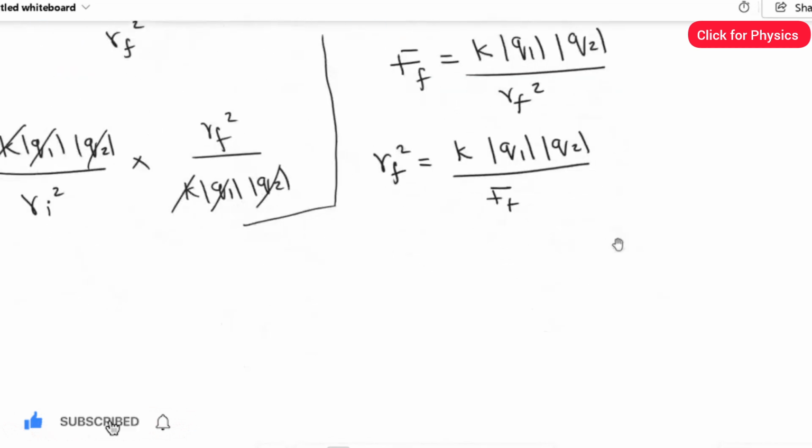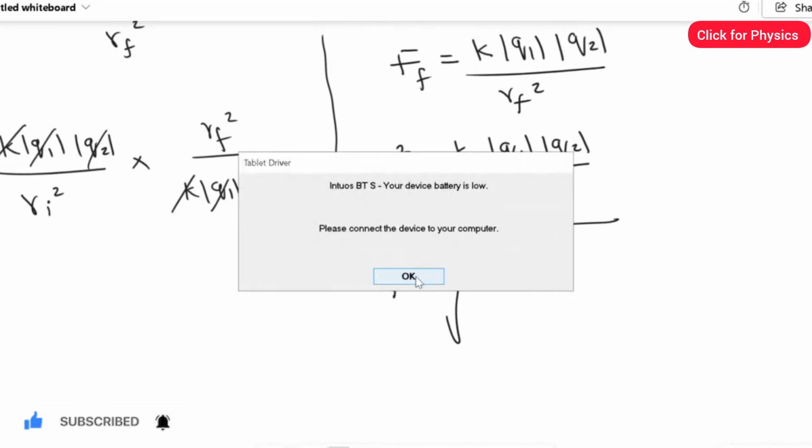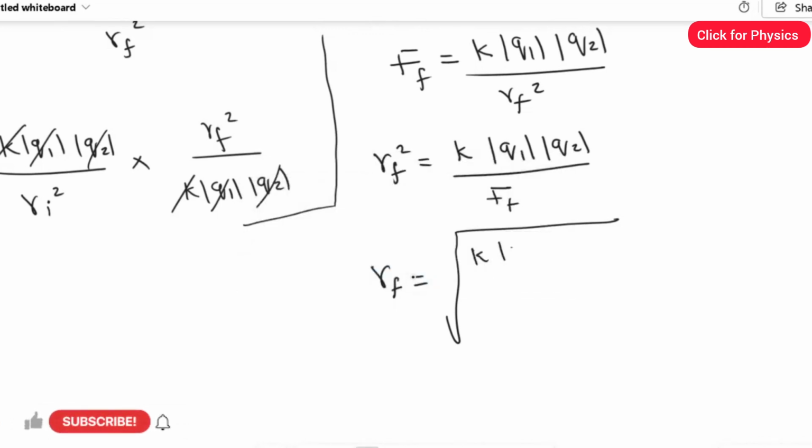Now I am going to substitute the value. Once I substitute the value here, we will get the value of Rf square, and after that we are going to take the square root. Or if you want to take it initially, no issue. So better we can take the square root right now itself. If you take the square root on both the left hand side and right hand side, Rf is equal to square root of K magnitude of Q1 times magnitude of Q2 over F final.